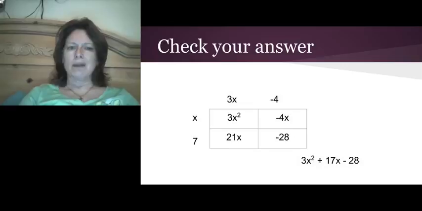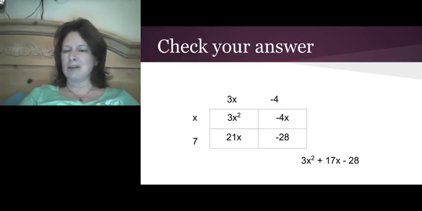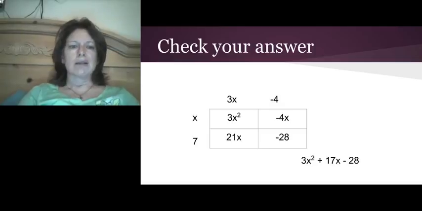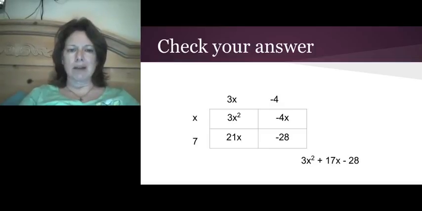3x and negative 4 times x and 7. 3x times x, 3x squared. x times negative 4, negative 4x. 7 times 3x is 21x. And 7 times negative 4 is negative 28. The final answer when I combine all these together is 3x squared plus 17x minus 28, the area of my rectangle.